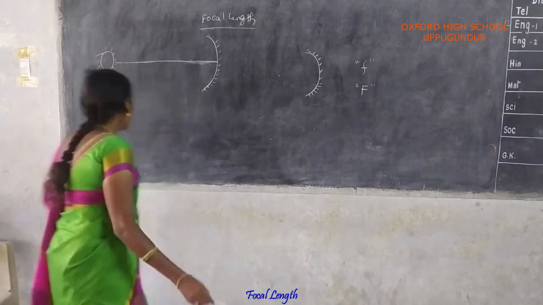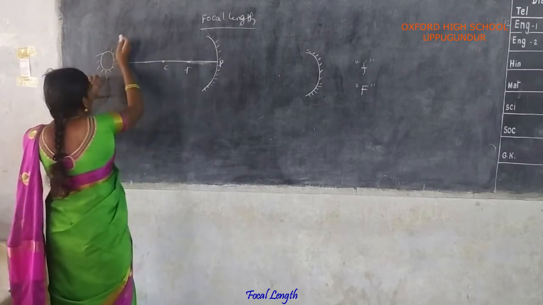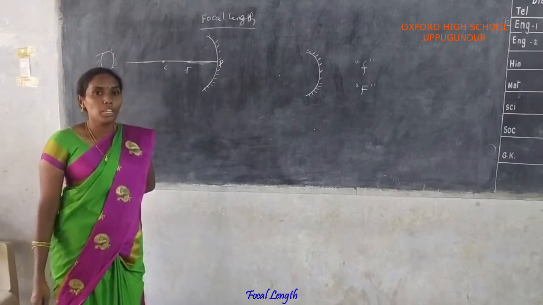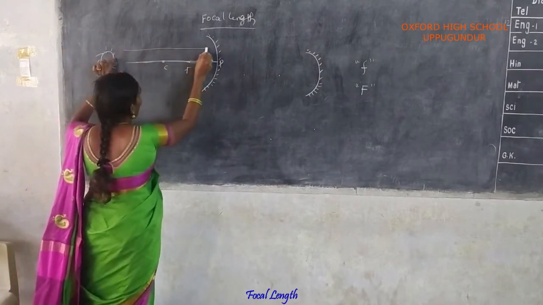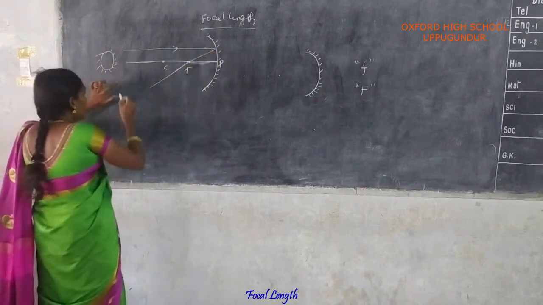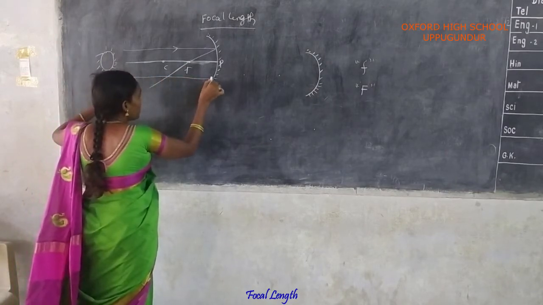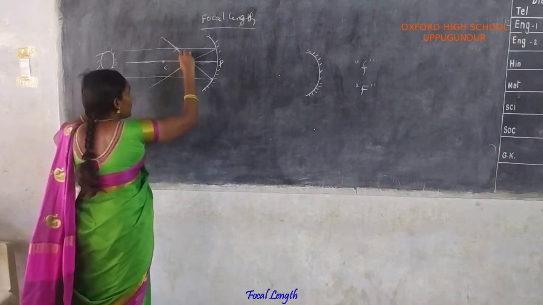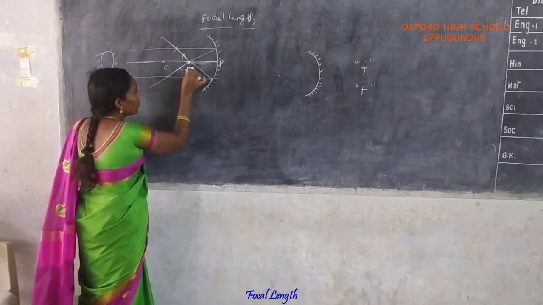Here are the pole and the focus, and next the center of curvature. Light rays always travel in a straight line path. The nature is rectilinear propagation. Here the first light ray is coming from the sun, parallel to the principal axis. After reflection it passes through the focus. And again a second light ray travels from the sun, incident on the concave surface. After reflection it also passes through the focus. Those two reflected rays meet at a point. That point should be called the focus.